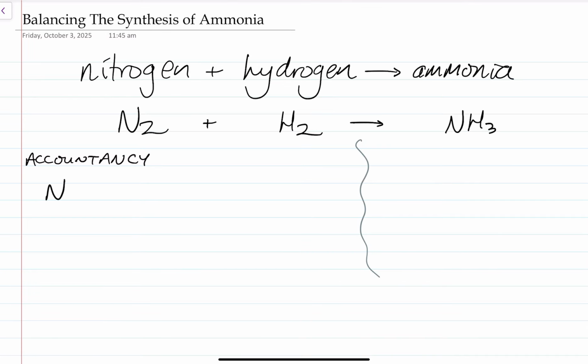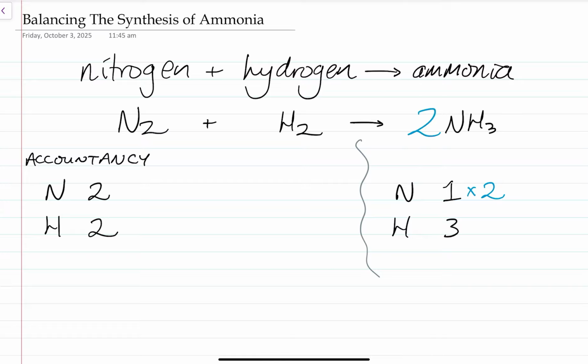I'm going to go like this. I've got 2 nitrogens on this side, and I got 2 hydrogens on that side. And on this side, I've got 1, and on this side, I've got a 3. Okay, so the first one that jumps out at me right away is to multiply the nitrogen by 2. Okay, so I'm going to put a big 2 up in there.